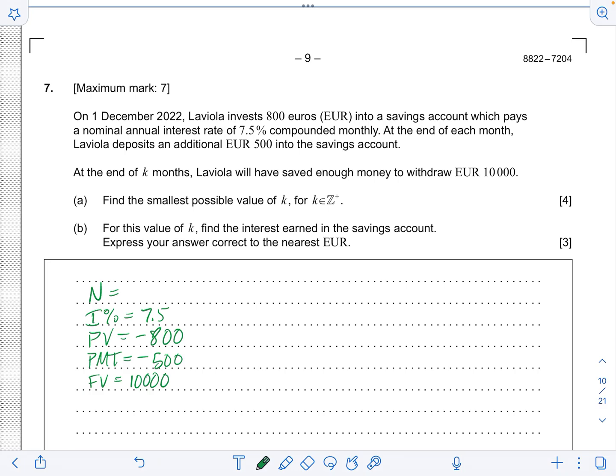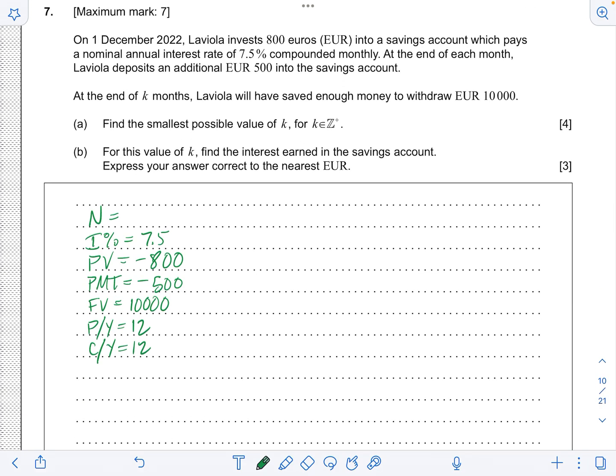And then we have payments per year. She's paying 12 payments per year because she's paying monthly, and we're told that it's compounding monthly, so that's also 12. And we're told that her payments are made at the end, so highlight end. Now you just go back up to N and do alpha solve. When you do that, you wind up with N equal to 17.3. The question asks for the smallest possible value for K, and since K is a month, she has to pay more than 17 months, so K equals 18 months. She has to pay in for 18 months to have enough to withdraw $10,000. So that is the answer to A.